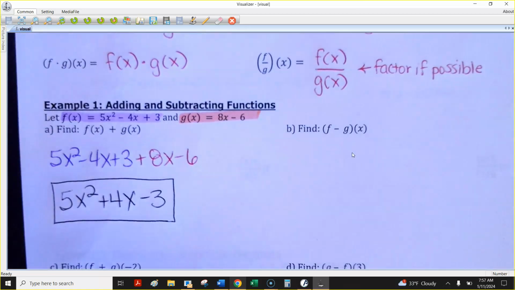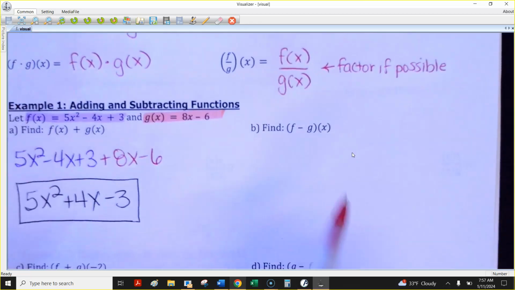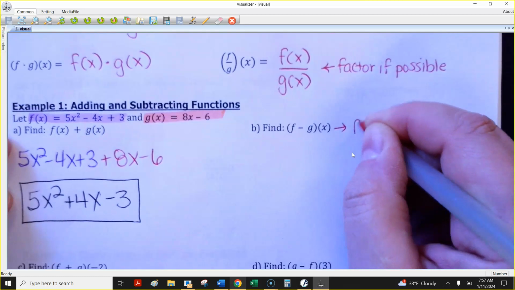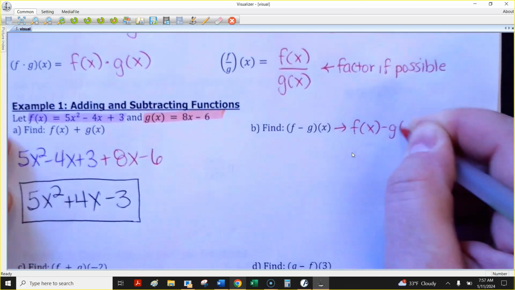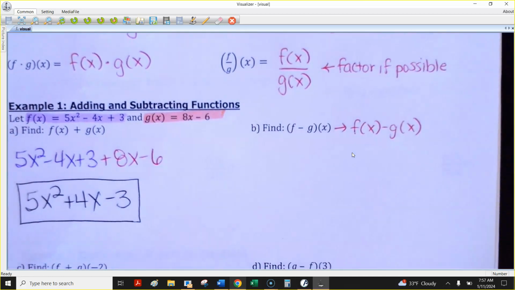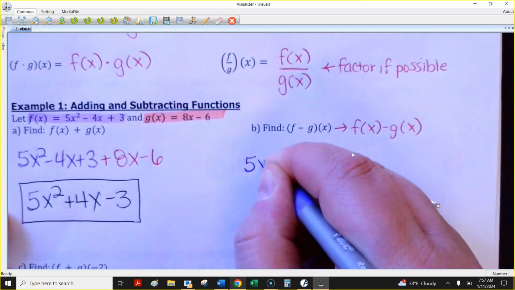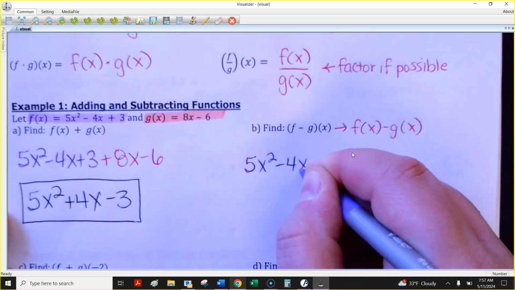Okay, so these notations are kind of mixed. Remember, this is the same thing. This is f minus g of x. This is the f of x minus the g of x, if you like that notation better. So f of x, I'm just going to copy that down again here real quick. That 5x squared minus 4x plus 3.